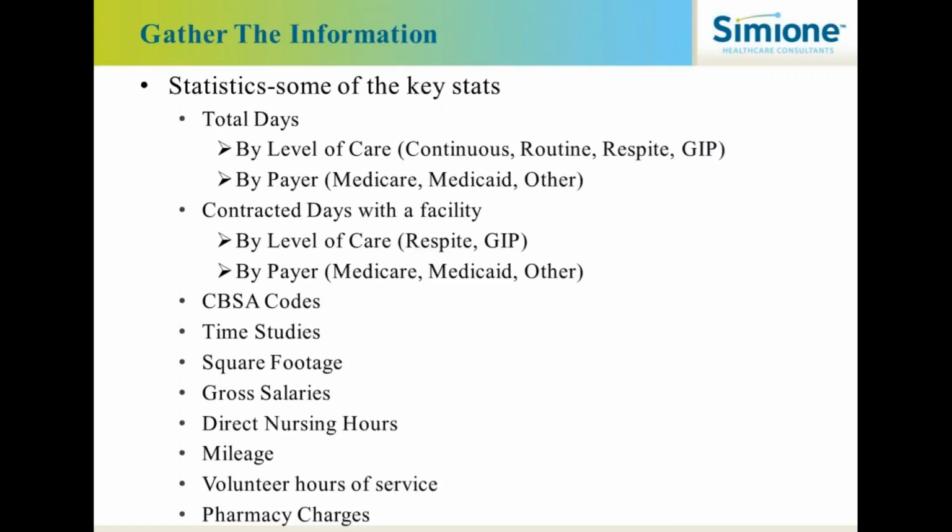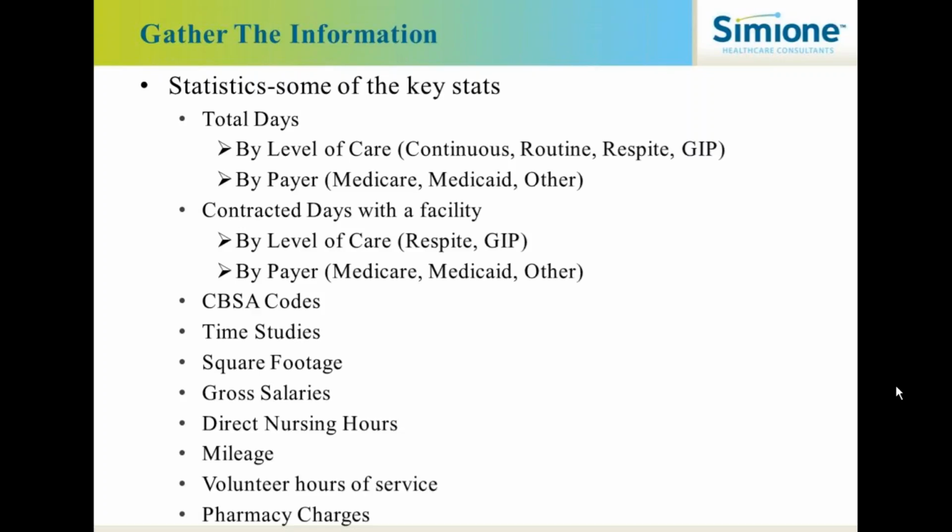Let's talk about gathering some of the information in regards to the cost report. One of the main things you will need are statistics. And some of the key statistics you will need are total days by level of care, by payer. You will need to know the number of contracted days with a facility, and these will be needed by level of care as well as by payer. You will need to gather your CBSA codes. And remember, these codes will not appear on the PSNR.